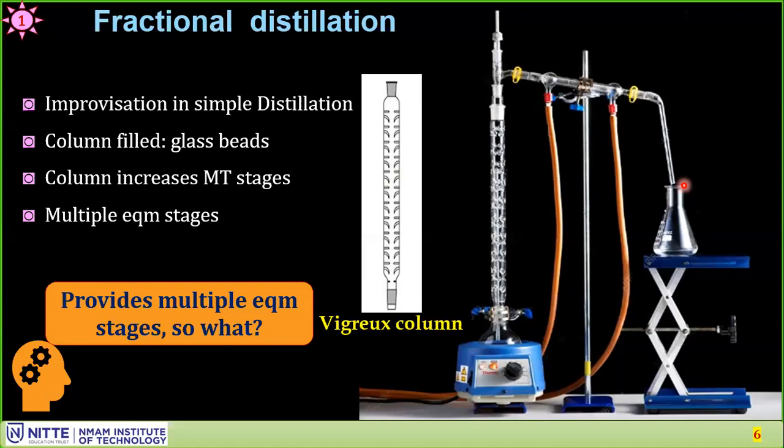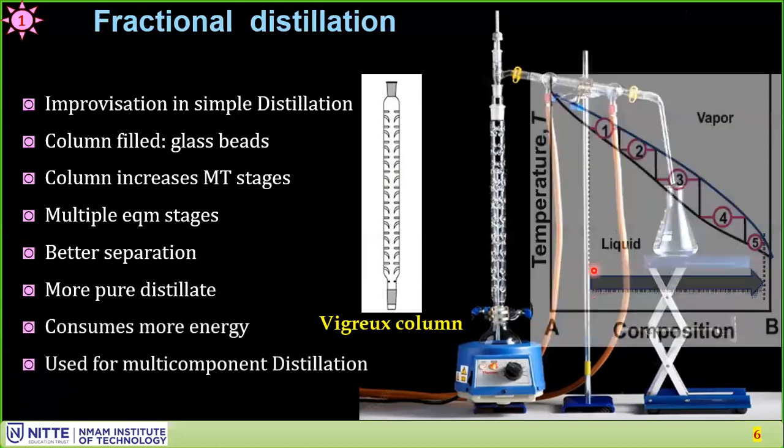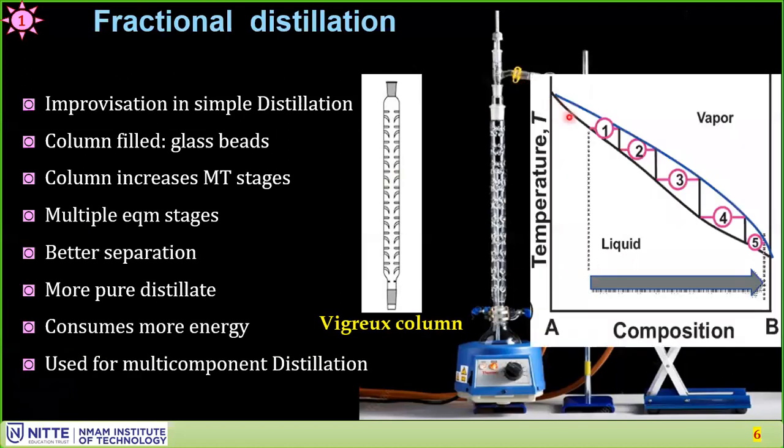Alright. I hope you have thought about this concept of multiple equilibrium stages. The advantage is simple. It increases purification. Now imagine you have a feed somewhere here. If you do a single distillation, it is one stage. So this will be the composition, and you will have this much amount of vapor phase and liquid phase here. So one equilibrium stage only.